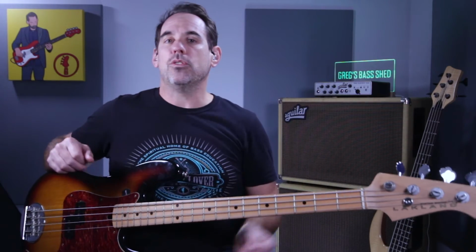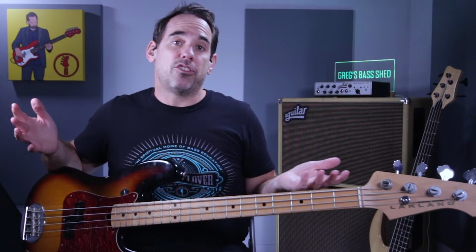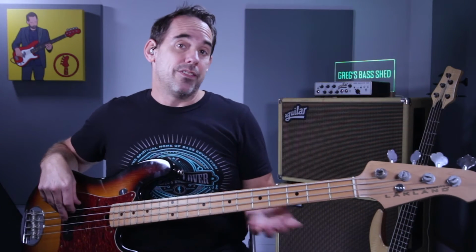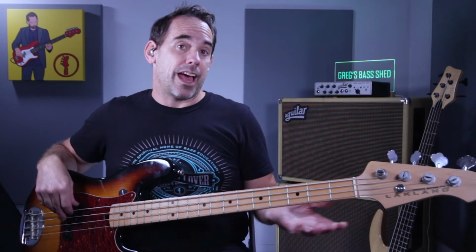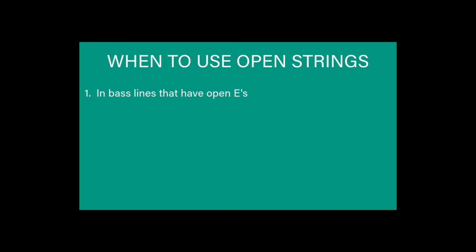To start this video, I just want to say that yes, we do play open strings on the bass, but when do we use them? Well, the most obvious place to use open strings is when we play the low E. We can't avoid playing an open string there unless we're playing on a 5-string bass, but I'll talk more about 5 strings later on in this video.